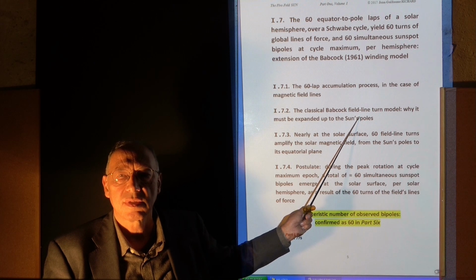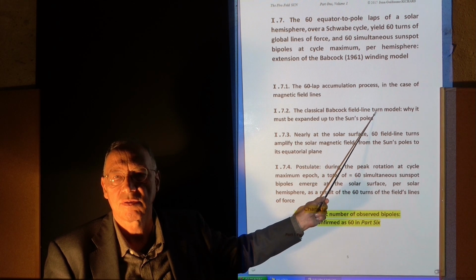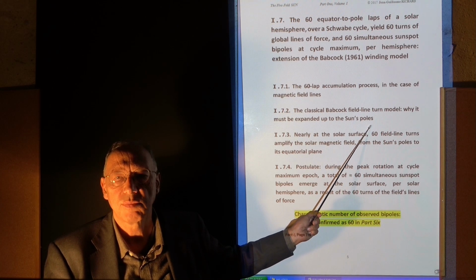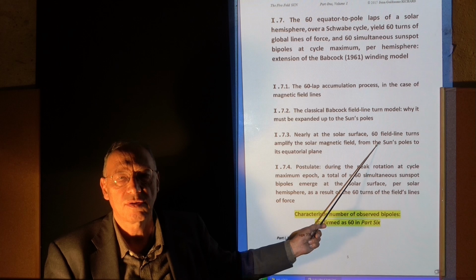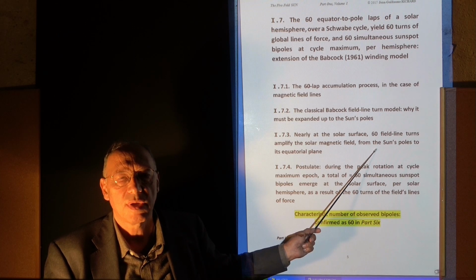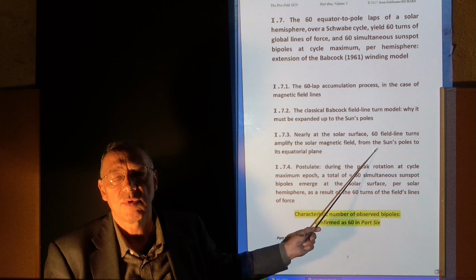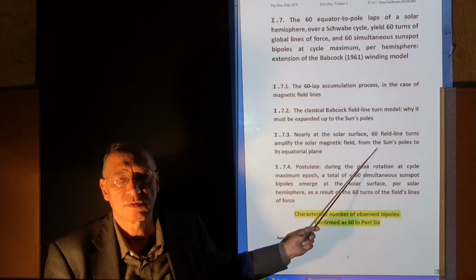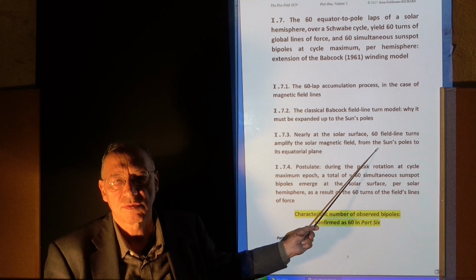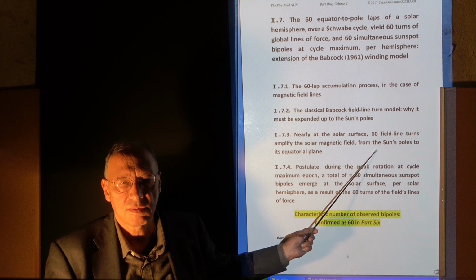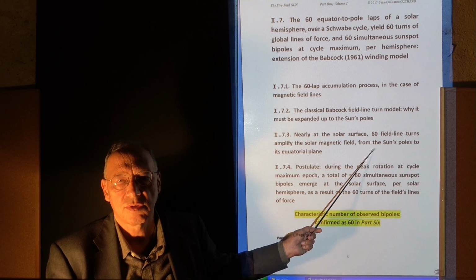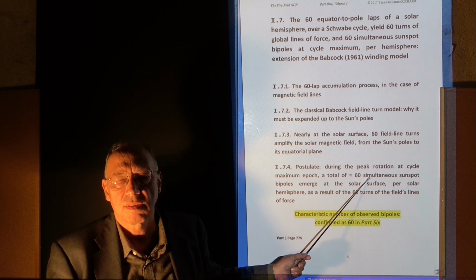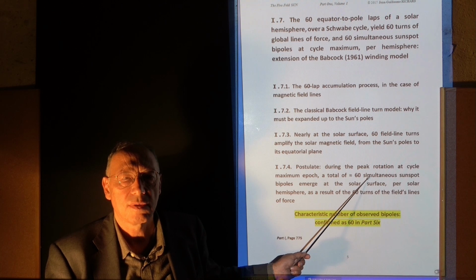We consider the classical Babcock field line turn model and see why it, in our view, should be expanded up to the Sun's poles. We explain how the 60 field line turns may amplify a magnetic field which might, in fact, emerge at the very depth in the solar ball, very near the surface, which is suggested by recent observations and investigations of helioseismologists. And we will finish with the postulate that for 60 laps we will have generated over a cycle exactly 60 sunspot bipoles.